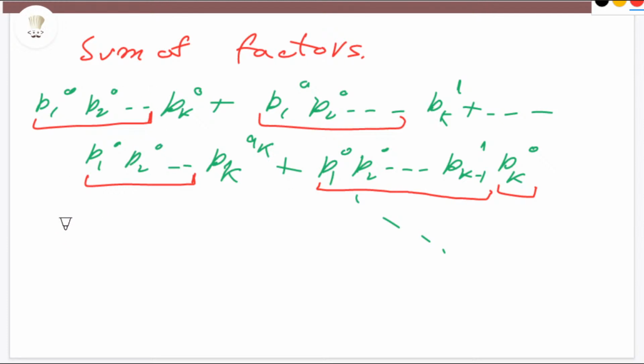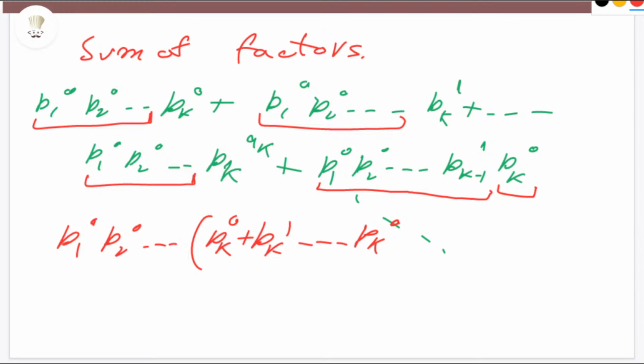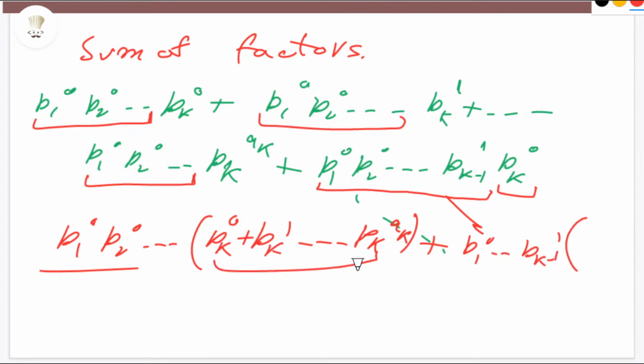We can basically apply the distributive property, and we get P1 to the power 0, P2 to the power 0, etc., Pk to the power 0 plus Pk to the power 1, etc., up until Pk to the power Ak, right? Plus we take the next number, which is this one, right? P1 to the power 0 up until Pk minus 1 to the power 1, and we get the same term which we had here, right? And so on.